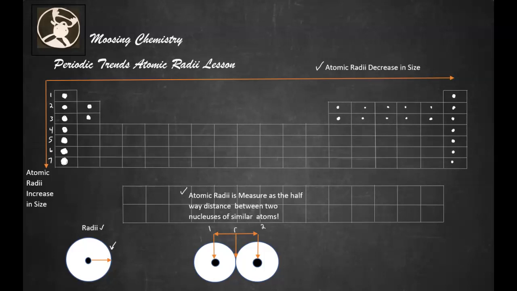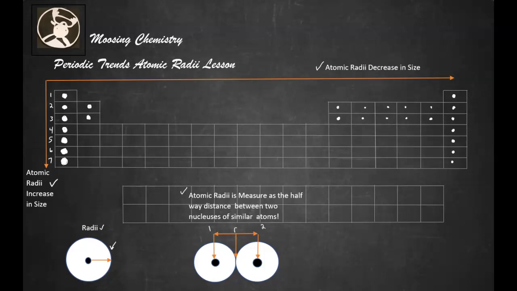So let's go over the trends one more time. As you go down the periodic table, 1, 2, 3, 4, 5, 6, 7, the atomic radii are going to increase because you're adding shells. As you go across the periodic table, the atomic radii is going to decrease in size because you're not adding shells, but you're adding more protons and electrons. So that interaction is going to make the nucleus have a stronger pull. It's going to pull those orbits above it closer to the nucleus.